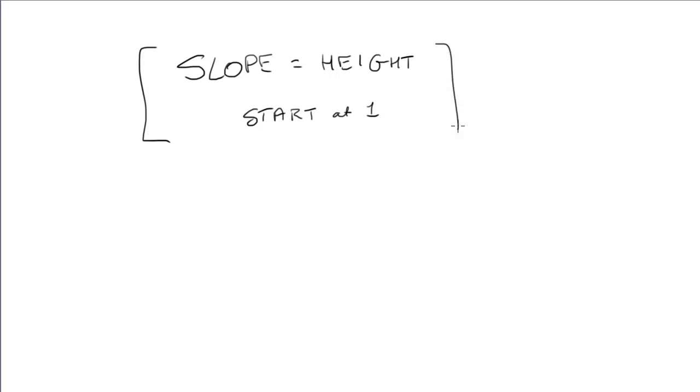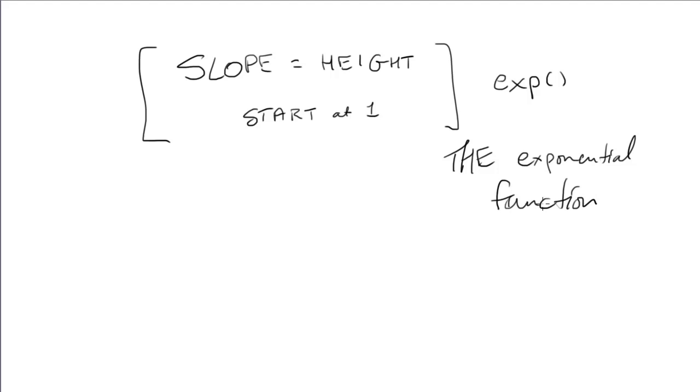The exponential function is a function defined in terms of calculus. I want to find a function whose slope is its height at every point, and we'll start at height 1. This is the definition of the exponential function. The slope of a function is integral to its definition, so without calculus you can't make sense of it.